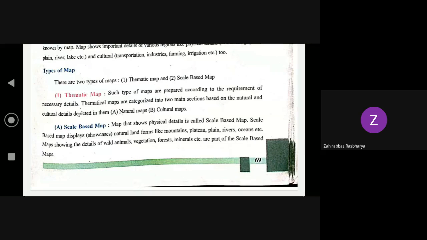Huh, girls? Okay, I think you don't remember what the types of maps are. Now beta, first of all, we will see the different types of maps. Which maps are there? Thematic maps and scale based maps. So what is the difference between the thematic map and the scale based map? क्या difference है?